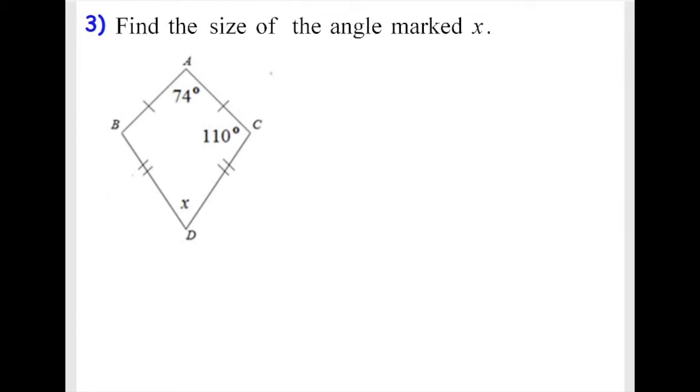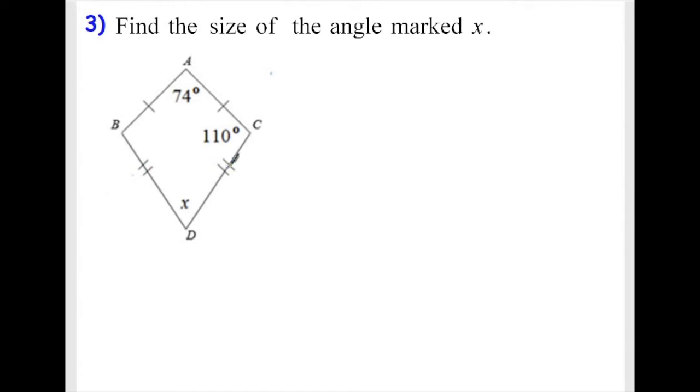Okay, moving on to our next example. Find the size of the angle marked X. We're looking at this shape here. It's telling us that these two sides are equal with the dashes, and so are these two here. That tells us this shape is a kite.